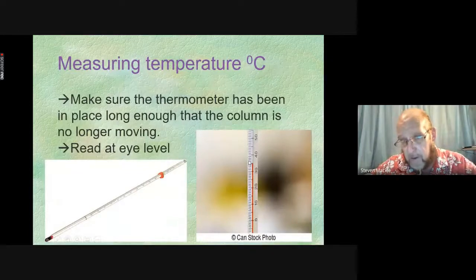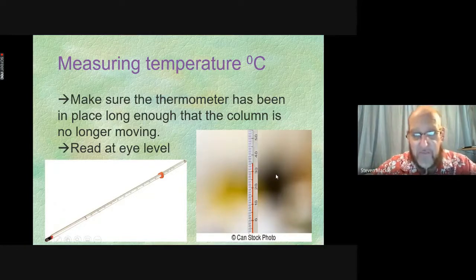There's 30, there's 40. It looks to me like it's divided into 10 equal units. So 30, 1, 2, 3, 4, 5. It looks to be 35 degrees centigrade. Again, good to read it at eye level instead of looking up or down at it.